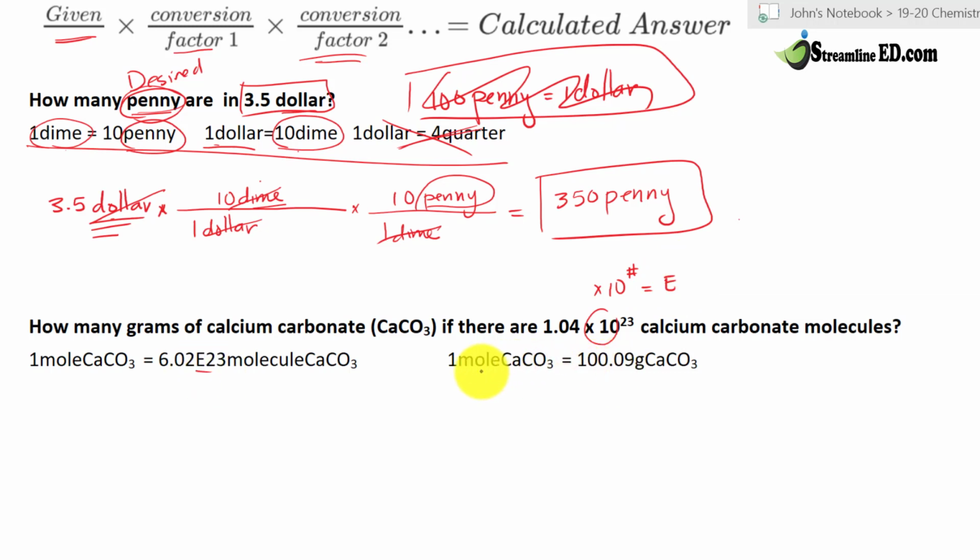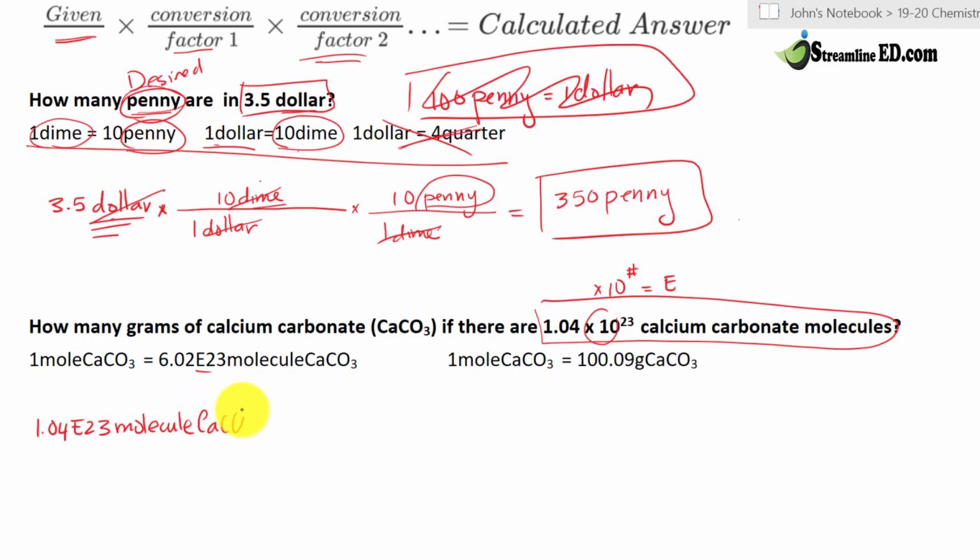Let's look at this problem. What is our given? Our given is this little information right here: 1.04 times 10 to the 23rd calcium carbonate molecules. The same thing, we're going to write down our given: 1.04, and I'm going to write it in terms of E, E23 calcium carbonate molecules. Molecules is our unit right there, and our chemical is calcium carbonate, CaCO3.